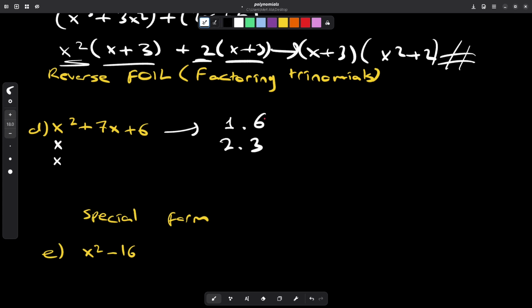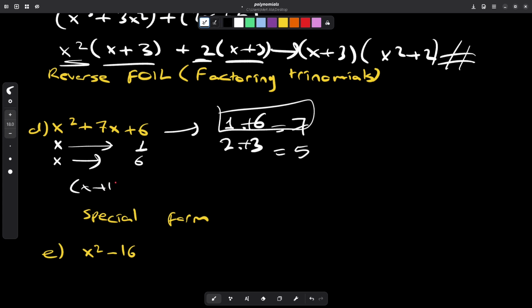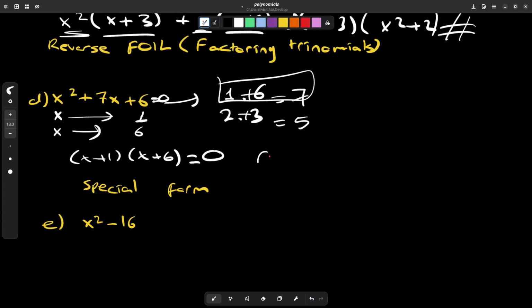If I multiply 1 with 6 and 2 with 3, I get 6. Now I need to add the two factors: this is 7, this is 5, therefore 1 and 6 is the one I need. From here, you write it like this: x plus 1 multiplied with x plus 6, let this be equal to 0. The roots are from here: negative 1 and negative 6.